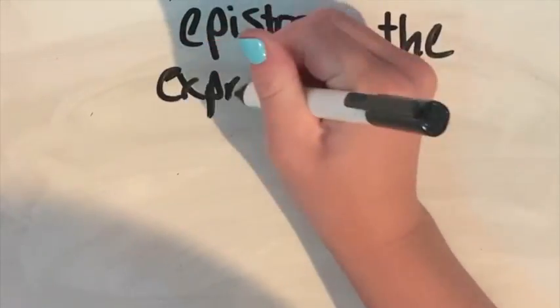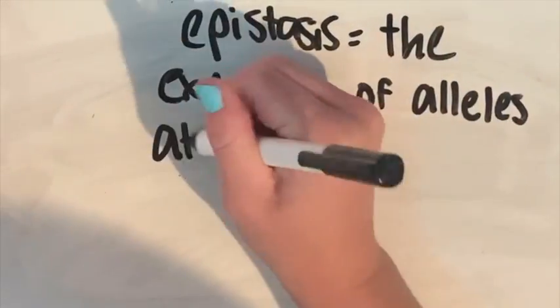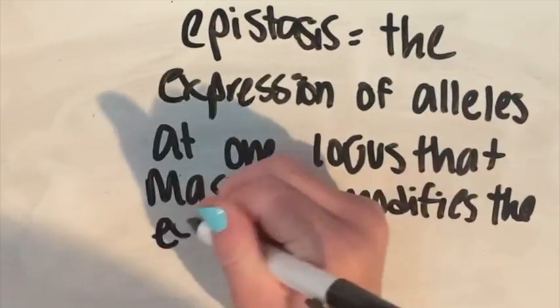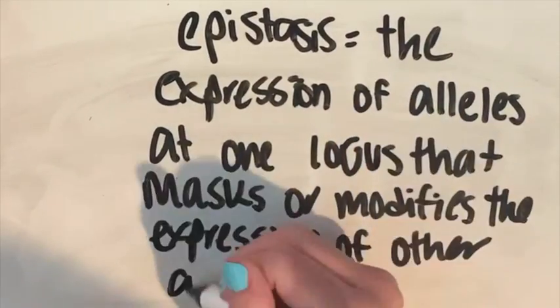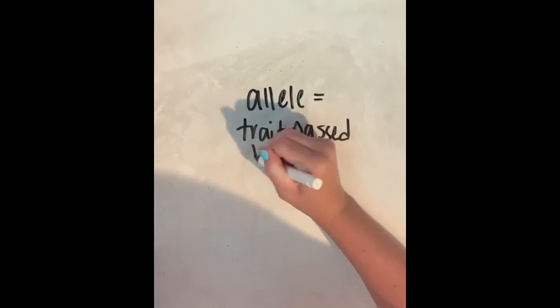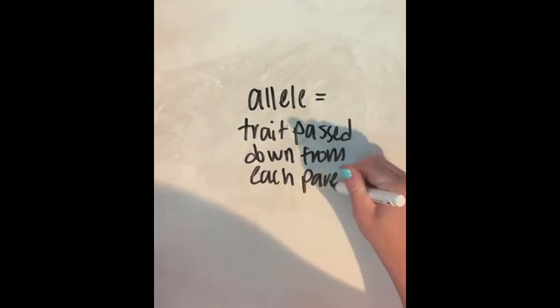Epistasis is the expression of alleles at one locus that masks or modifies the expression of other alleles. This might sound confusing, but genes all come together to essentially form a recipe for how you are made. For the sake of this video, we are going to analyze how in certain cases different traits can change or modify other traits that develop.